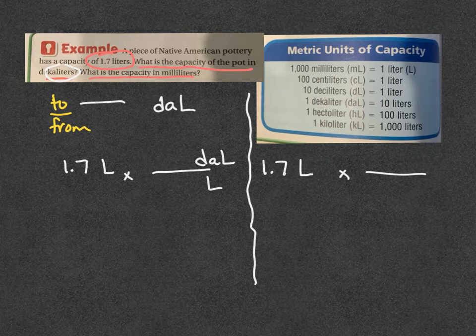So I'm going to check on my chart over here. Decaliters to liters. 1 decaliter is 10 liters. So I'm going to put a 1 on the decaliter row and a 10 on the liter row.